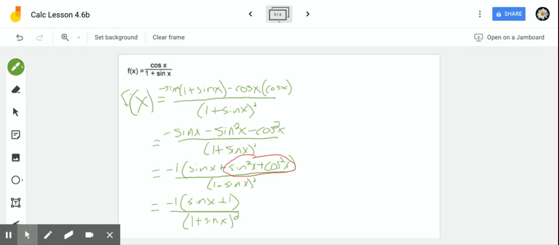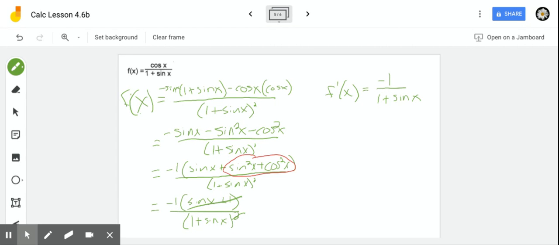And now we have something that can cancel out, which is kind of exciting. Cancel one of those. So our first derivative turns out to be negative 1 over 1 plus sine x, which is nice, simple, neat.